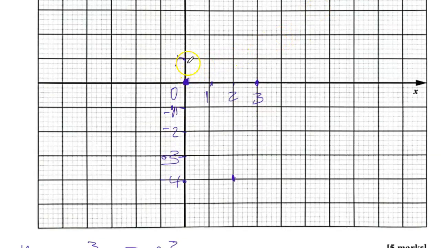The graph cuts the x-axis at these spots. The maximum is 0, 0. The minimum is 2, negative 4. So the graph will look something like that. Let's see if I can draw a better graph. It has a minimum and cuts the x-axis at positive 3, and it also cuts the x-axis at 0, where it also turns. So the graph will look something like that. This is a graph of y equal x cubed minus 3x squared.